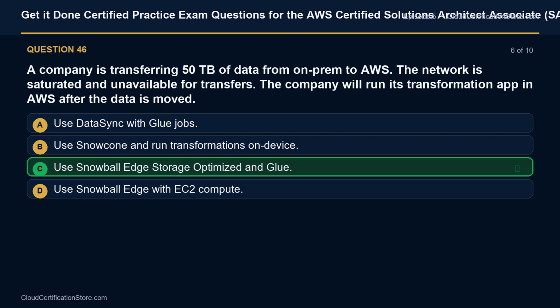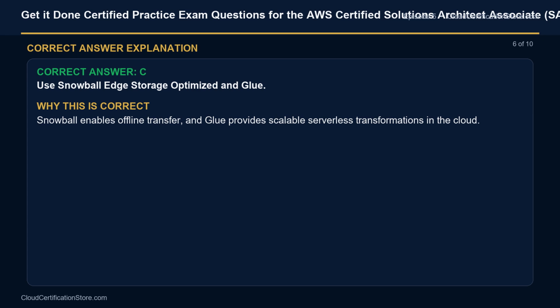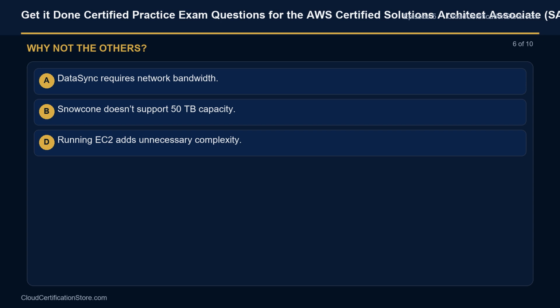The correct answer is C, use Snowball Edge storage optimized in Glue. Explanation: Snowball enables offline transfer, and Glue provides scalable serverless transformations in the cloud. Why not option A? DataSync requires network bandwidth. Why not option B? Snowcone doesn't support 50 TB capacity. Why not option D? Running EC2 adds unnecessary complexity.